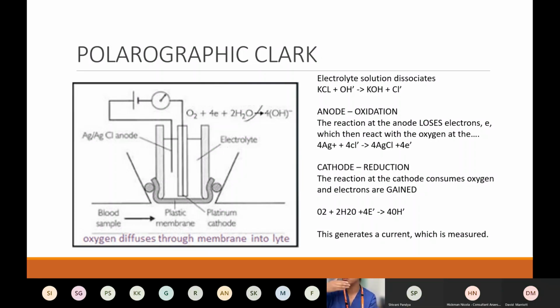And within the electrolyte solution, you've got dissociation going on, so you've got generation of chloride ions and hydroxide ions that are then involved in the anode and cathode reaction. So the generation of electrons generates a current, and that current is then measured by the device at the top, and that current is proportional to the amount of oxygen that is in the sample.